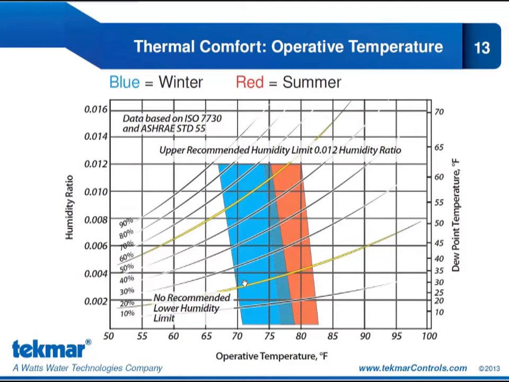So as long as the operative temperature in the winter is between, let's say, 68 all the way to 77, 78, then the occupant will be comfortable. If I look at the summer and I stay between my 20 and 60%, then my operative temperature can range from, let's say, 76 all the way up to 82.